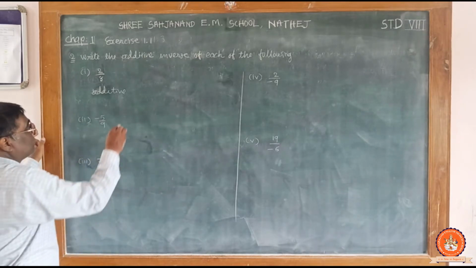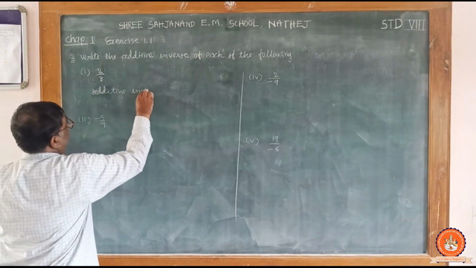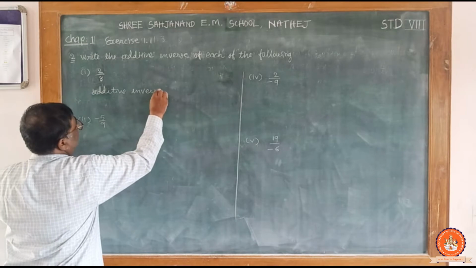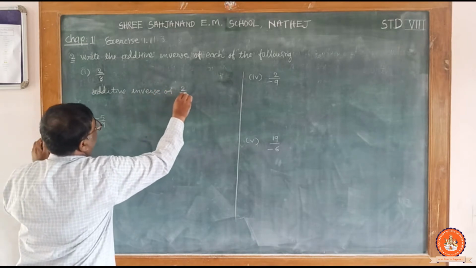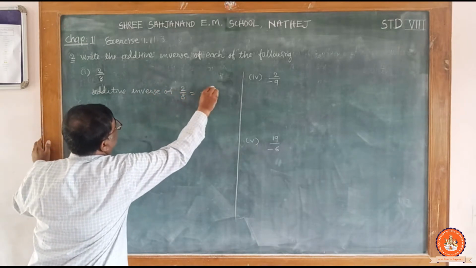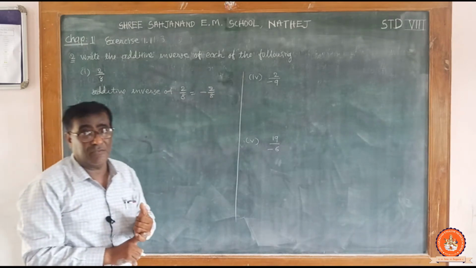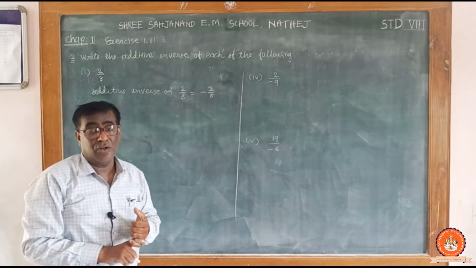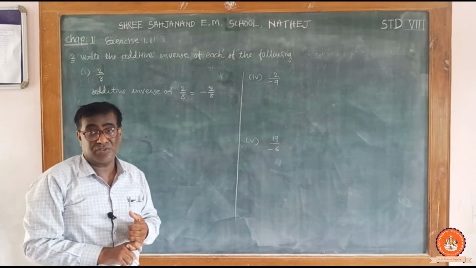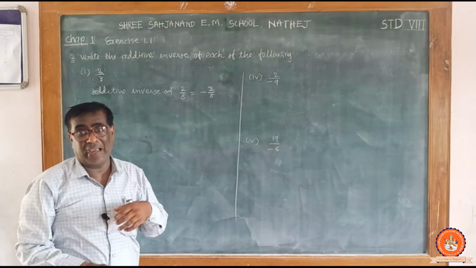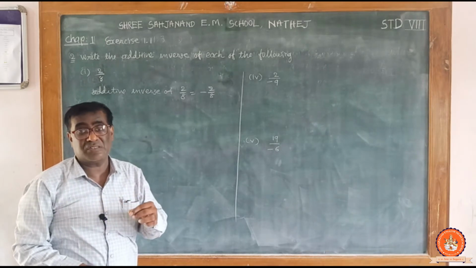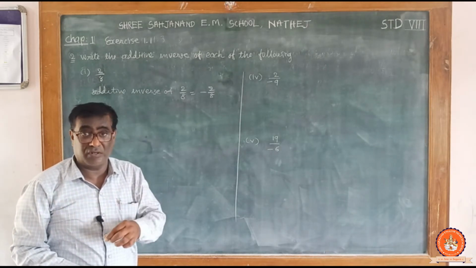So additive inverse of 2 upon 8 is equal to minus 2 upon 8. So be sure it is additive inverse. Additive inverse, not the multiplicative inverse, not the reciprocal. So in finding out the additive inverse, you just have to change the sign of the given number.